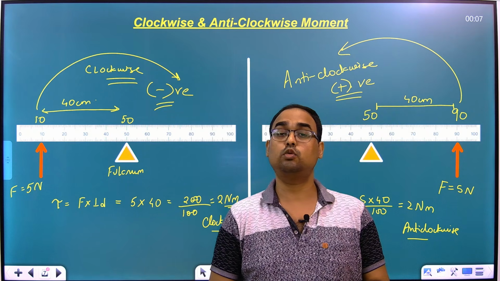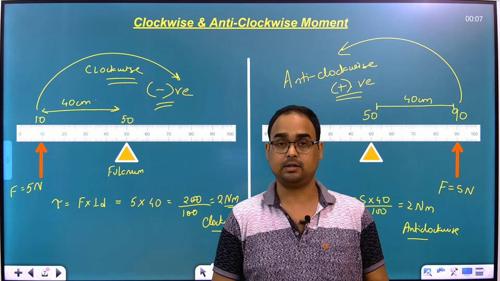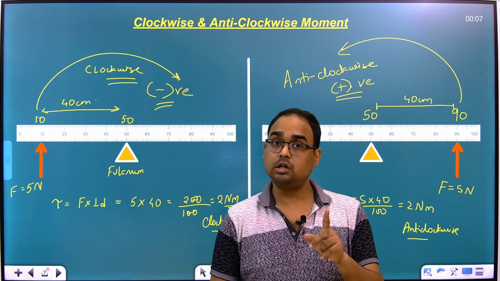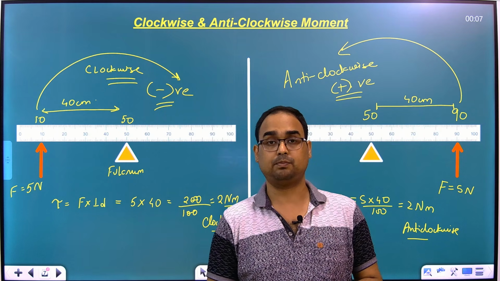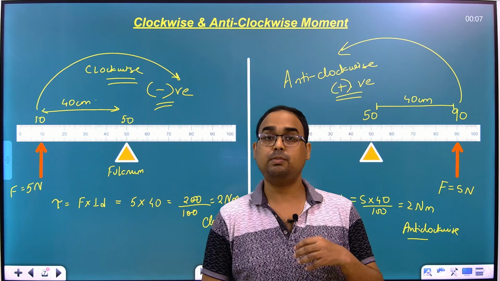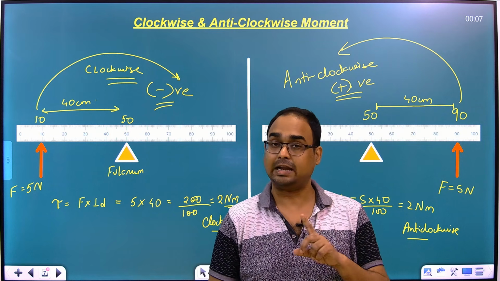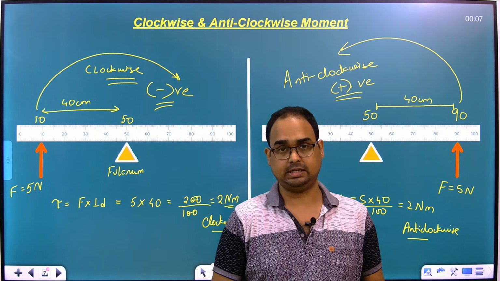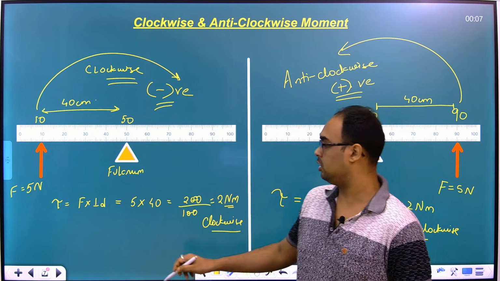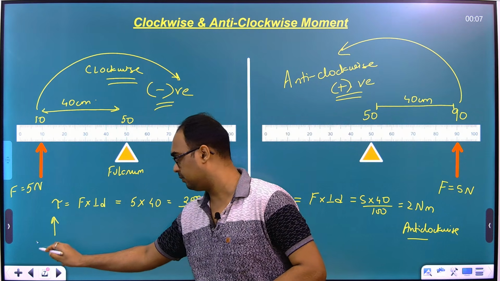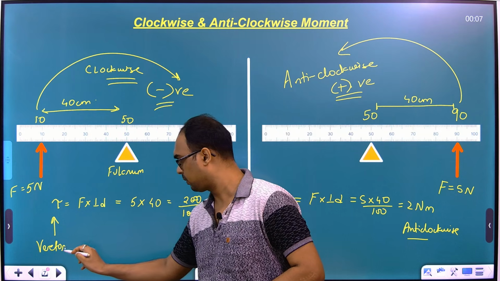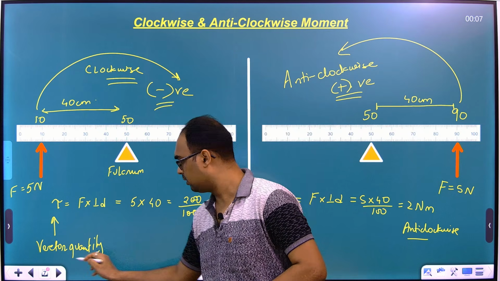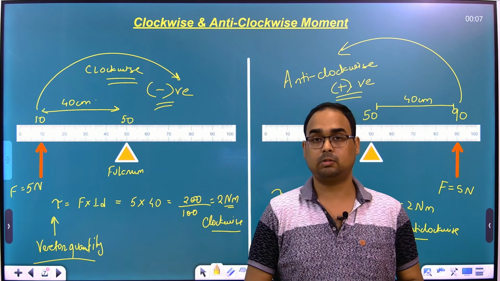Energy is also force into distance, or force into displacement. Force is Newton and displacement is meter. So work done also comes to be Newton meter. But why do we prefer work done's unit as joule and not Newton meter? The reason is work done is a scalar quantity, whereas torque is a vector quantity.